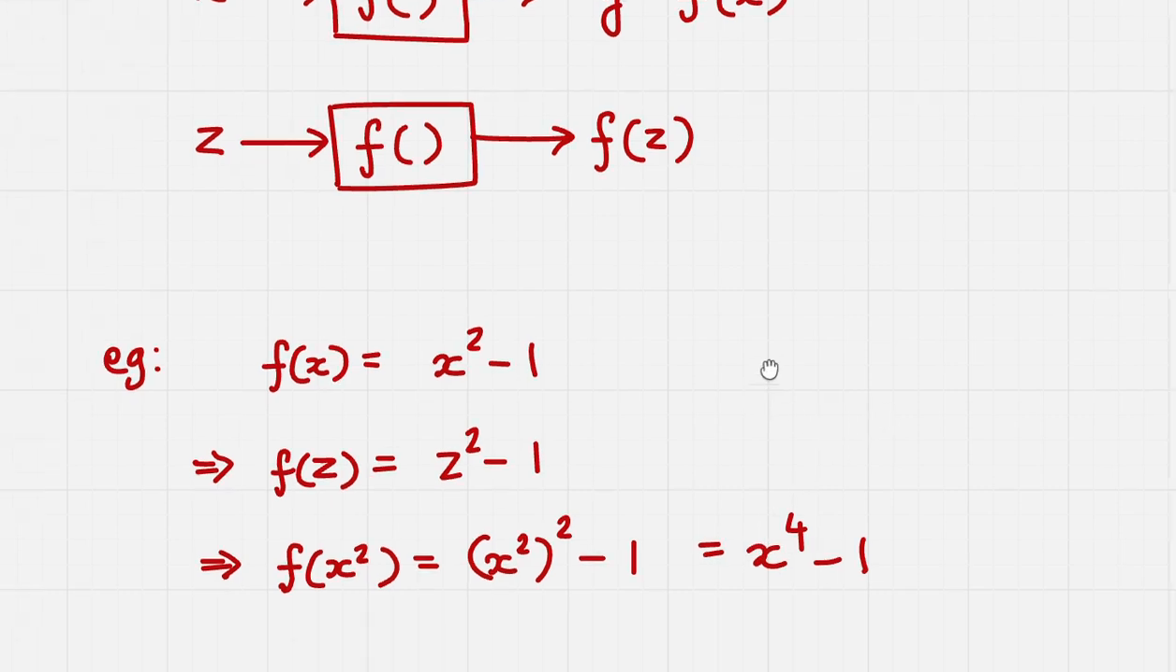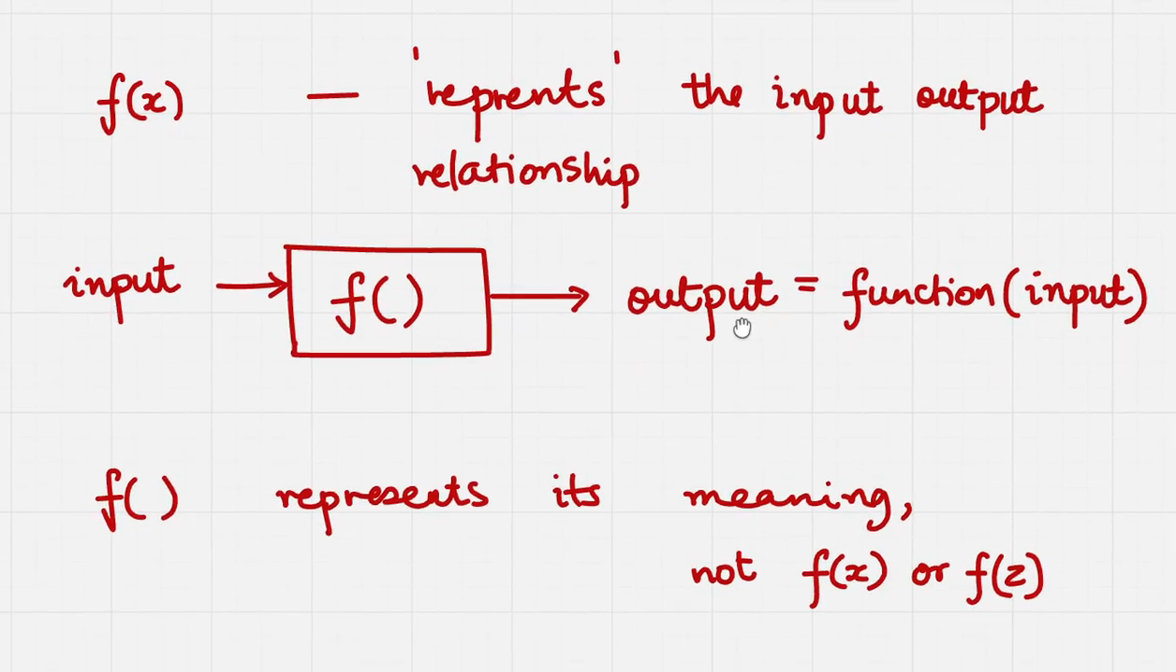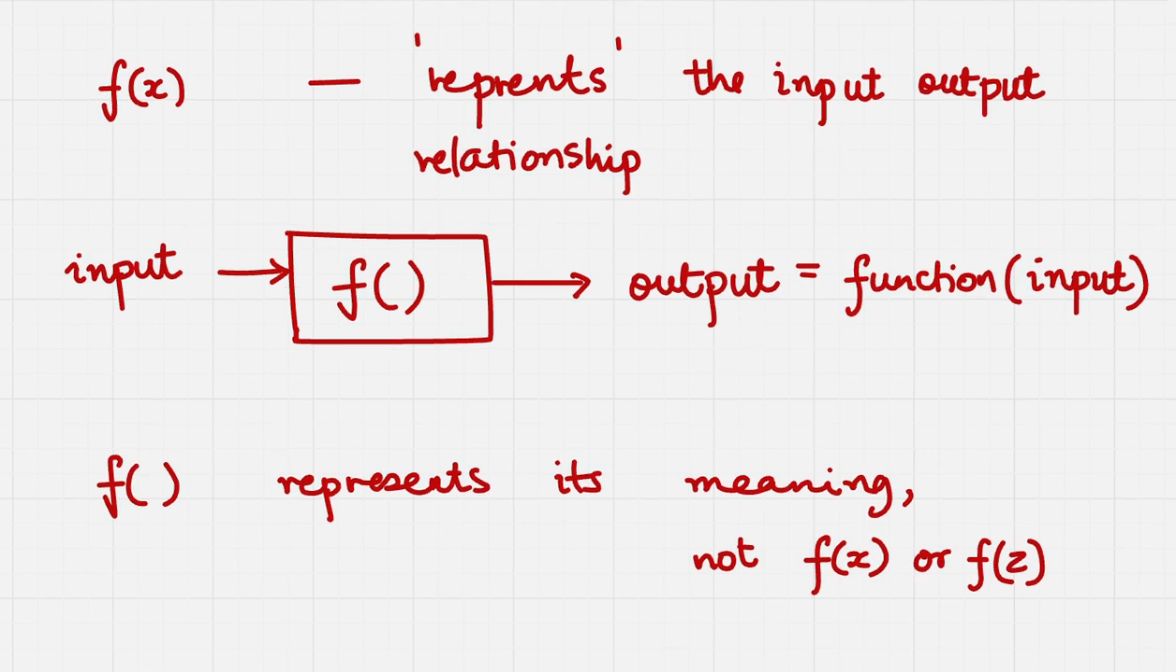So therefore the meaning of this function is essentially in f, not f of x, not f of z. F represents the meaning of this function. Okay, f of x merely represents the input-output relationship, as we already talked about.